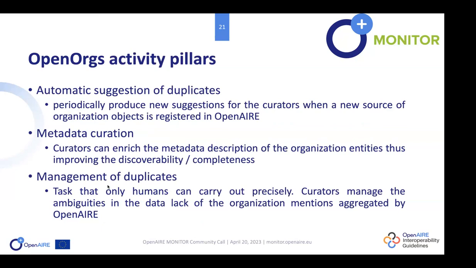The activity pillars of OpenOrgs start with the automatic suggestion of duplicates, where when you enter the platform, it produces new suggestions for the different names through the various sources, if various sources have been registered in OpenAIRE and have your organization name with a different status than an existing one. Also, you can enrich the metadata description of your organization entities, improving the discoverability. And you can manage the duplicates, which cannot be performed by machines. Only humans can carry out precisely this task.